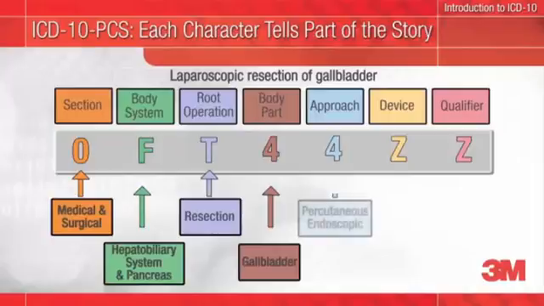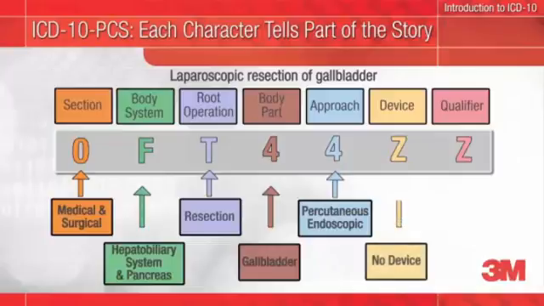The 5th character in the code explains the approach the surgeon took to reach the site of the procedure. In the example on screen, the surgeon uses a percutaneous endoscopic approach to reach the gallbladder and remove it. There are 7 approaches associated with procedures in the medical and surgical section of PCS.